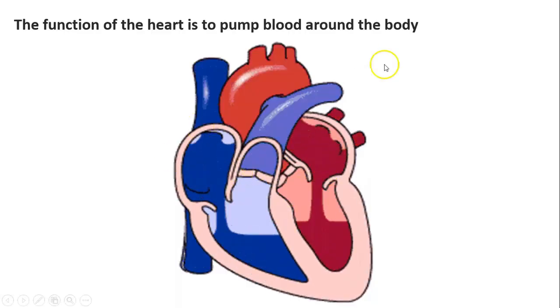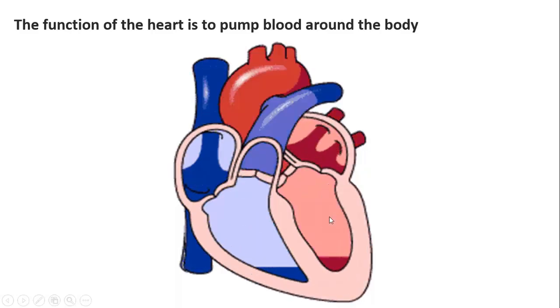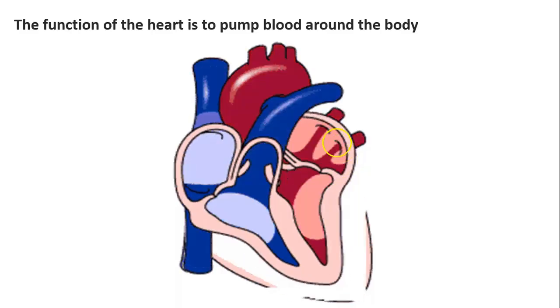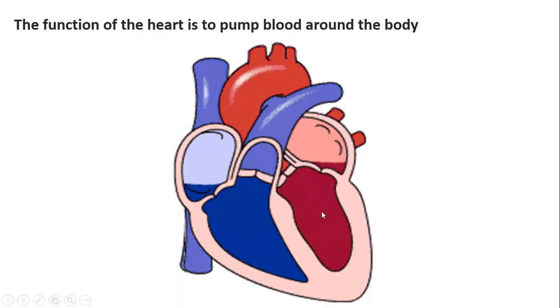In between the upper and the lower chambers, we have valves. The valves separate the upper chambers of the heart from the lower chambers of the heart. And like any valves, they ensure the passage of blood in one direction only.